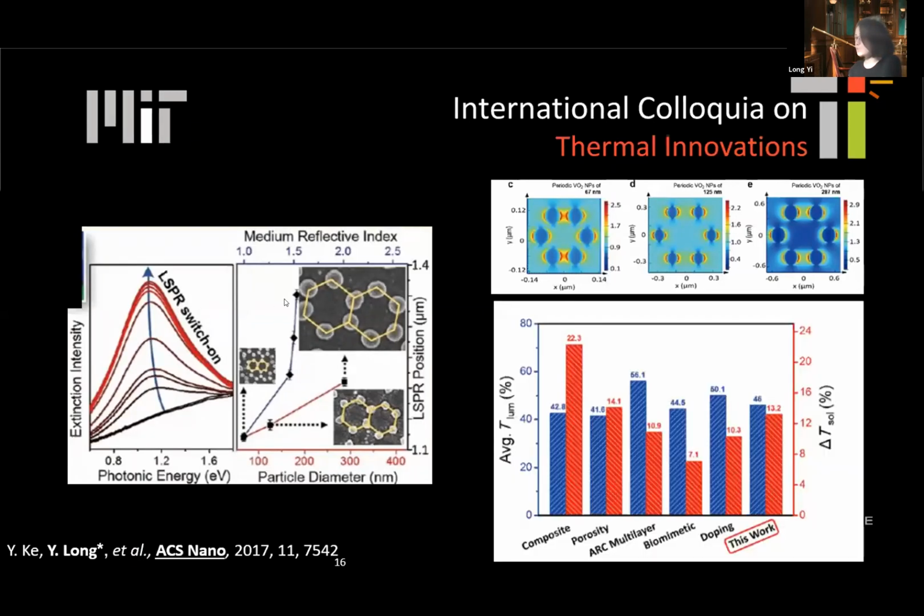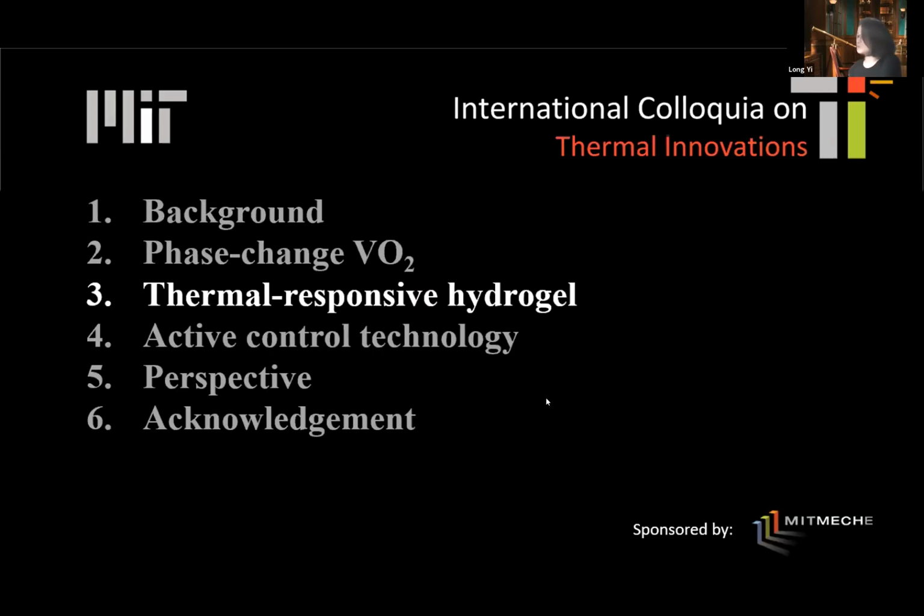But even so, you can see, with such a lot of work here, this plasmonic tunable structure compared with others like composite, porous, and biomimetic structures is more or less comparable. As I said, for vanadium dioxide, it's really due to its physical limitations that it's difficult to further enhance its thermochromic properties. That's one of the reasons why we switched to hydrogel.